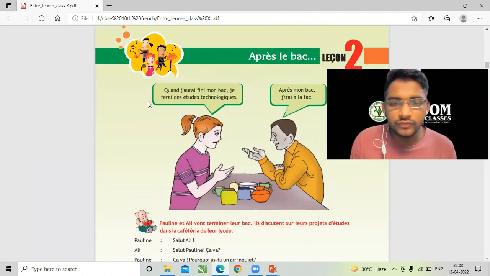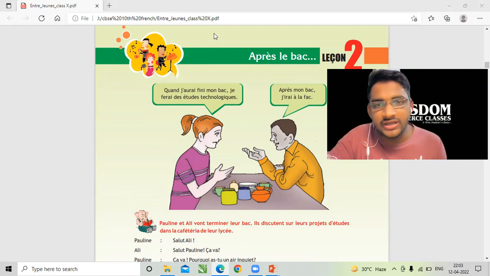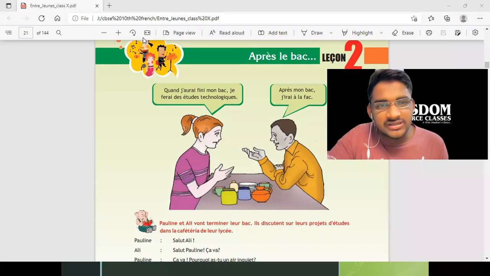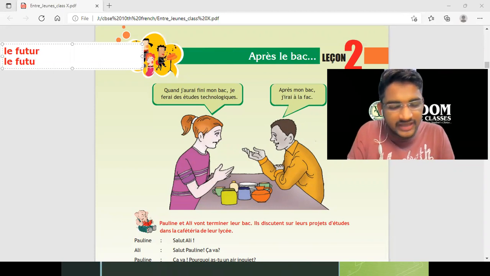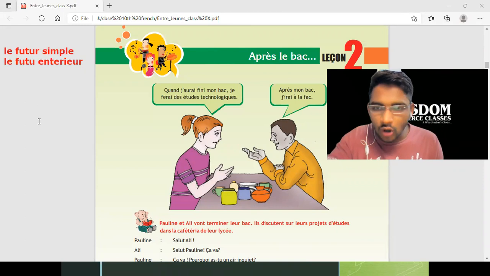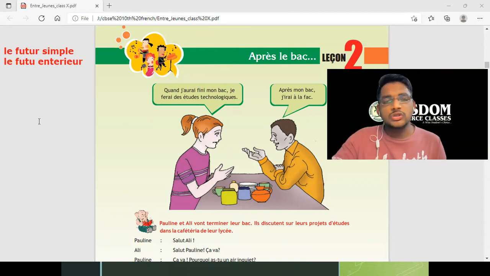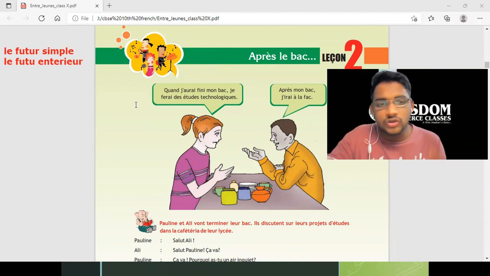It says, quand j'aurai fini mon bac, je ferai des études technologie. So, when I will have finished my baccalaureate. So students, in this particular chapter, they have majorly used two tenses, le futur et le futur antérieur. Exactly what do we have in these two tenses, and how to conjugate them, will also be taught in this video today. So, when I will have finished my baccalaureate, I will do my technology studies. So the girl is saying that.